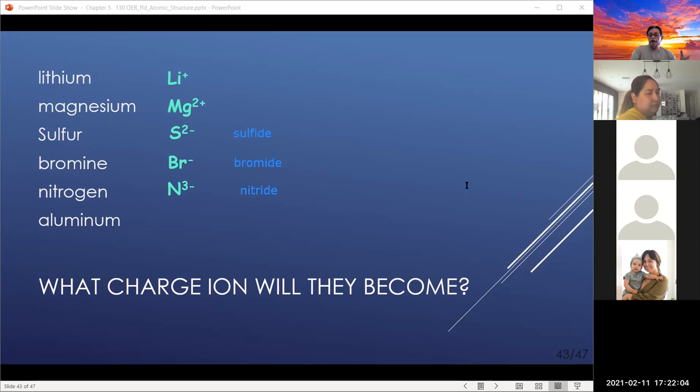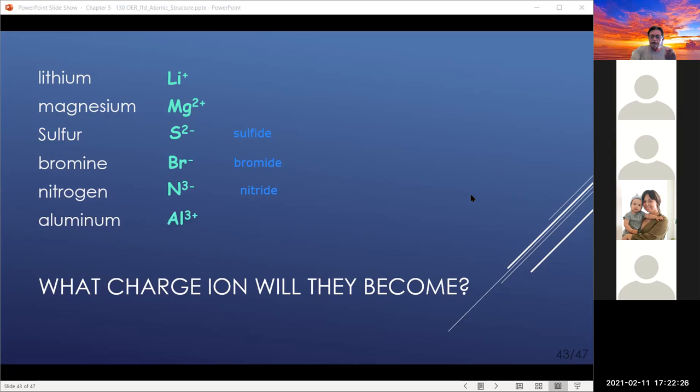And then we have aluminum. It's a metal, which means it will lose electrons. We find it in the periodic table. It is element number 13, group 3, meaning it's going to lose those 3 valence electrons and therefore have a +3 charge.